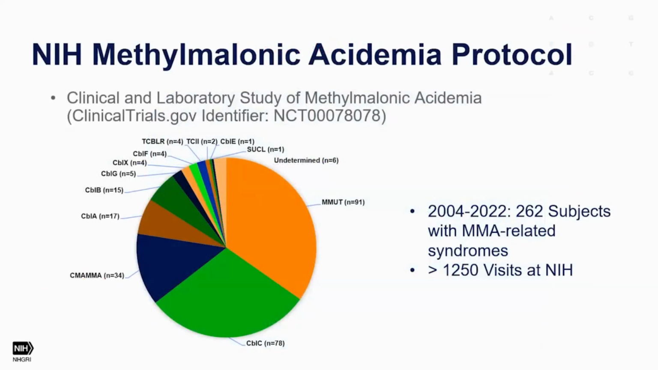The natural history study of methylmalonic acidemias at NIH began in Dr. Venditti's lab back in 2004. It represents the world's largest, most comprehensive prospective natural history study of this group of disorders. It encompasses more than 18 years of experience. 262 MMA patients have been enrolled so far, totaling more than 1,200 visits at the NIH Clinical Center.